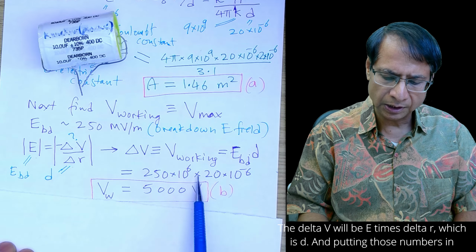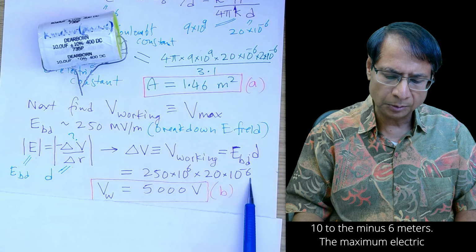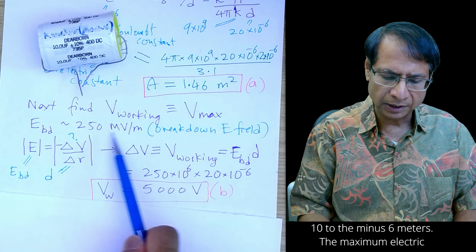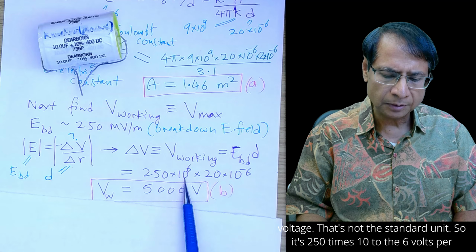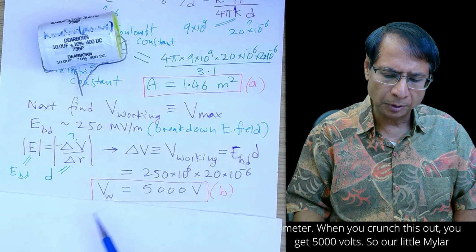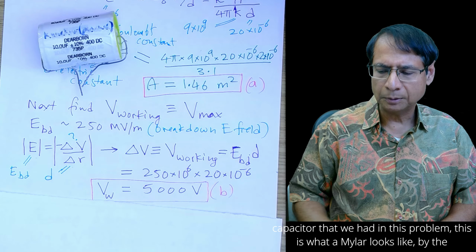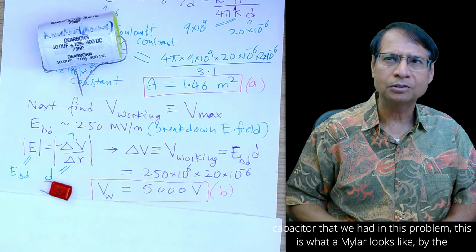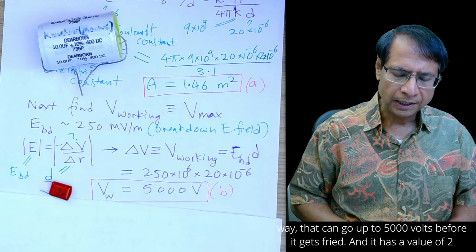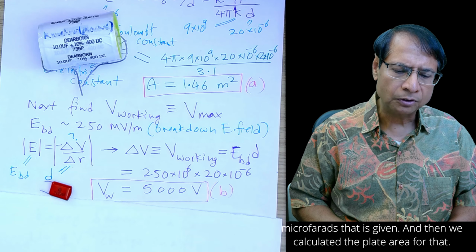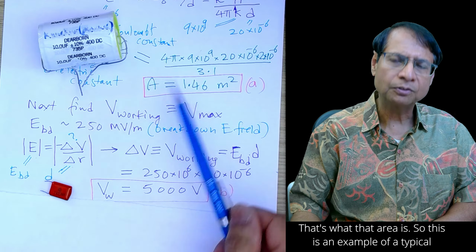And putting those numbers in there, the spacing was 20 microns between the plates, you may recall, 20 times 10 to the minus 6 meters. The maximum electric field is 250 megavolts. That's not the standard unit. So it's 250 times 10 to the 6 volts per meter. When you crunch this out, you get 5,000 volts. So our little Mylar capacitor that we had in this problem, this is what a Mylar looks like, by the way, can go up to 5,000 volts before it gets fried. And it has a value of 2 microfarads that is given. And then we calculate the plate area for that. And that's what that area is.